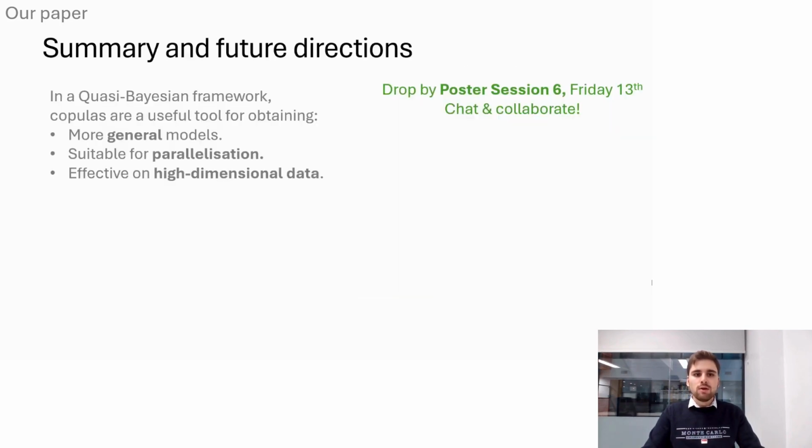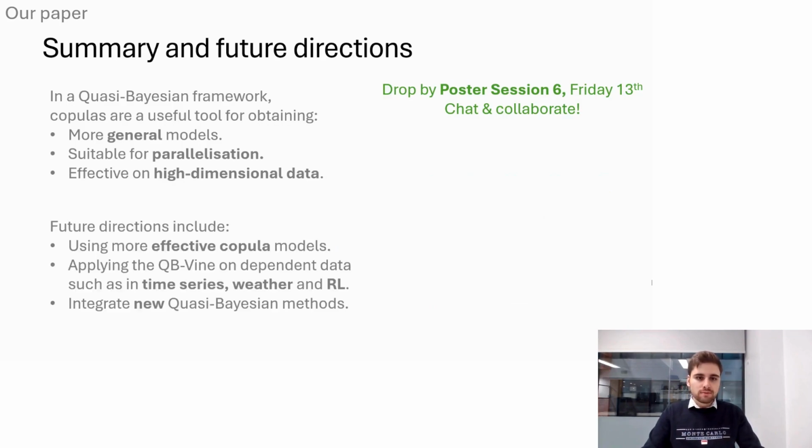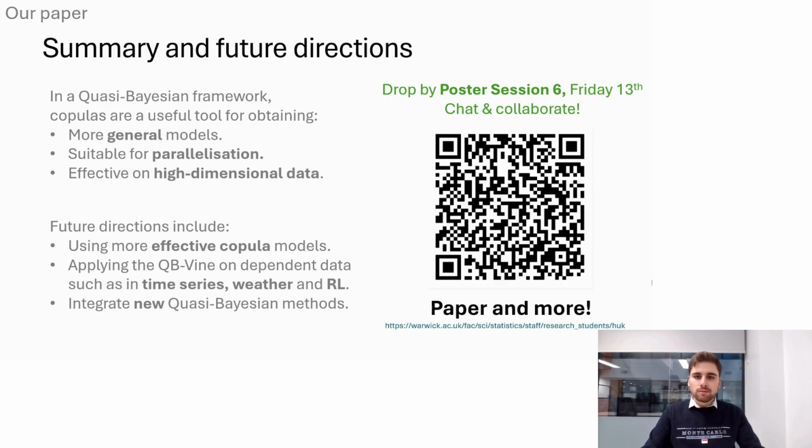To conclude, we show that in a quasi-Bayesian framework, copulas are useful for obtaining more general models, which are suitable for parallelization and effective on high-dimensional data. Future directions include using more effective copula models, applying the quasi-Bayesian vine on dependent data such as in time series, weather, or reinforcement learning, and integrating new quasi-Bayesian methods into our framework.